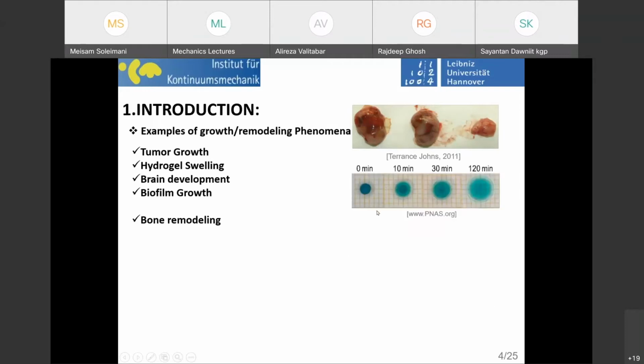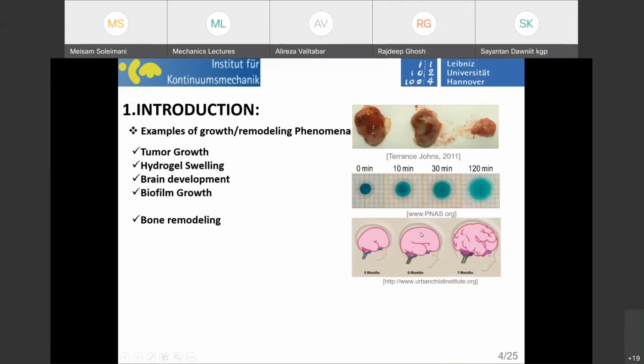The second example is the hydrogel swelling. Hydrogels are polymers that, simply speaking, if you place them in water, for example, they can absorb some water and start to swell. So from a mathematical point of view, the growth phenomenon and the swelling are pretty similar. Not the same, but pretty similar. So you can at least establish a similar mathematical framework for them.